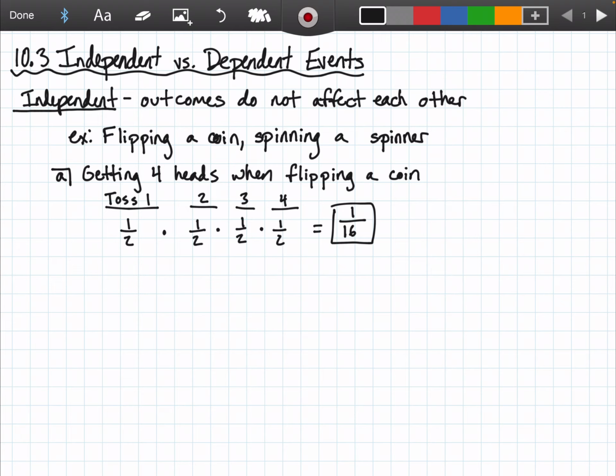So those are independent because even though I might have gotten heads on the first toss, I still have an equal chance of getting heads on the second toss. It doesn't change just based on what happened beforehand. So that's the difference between independent and dependent events.